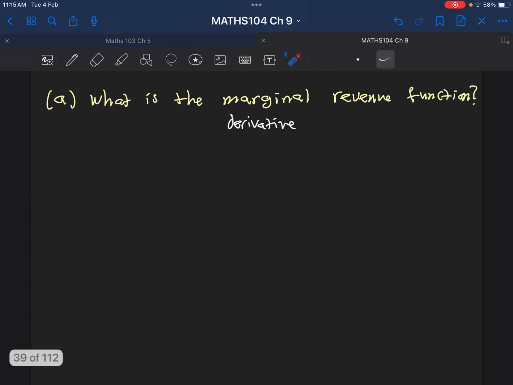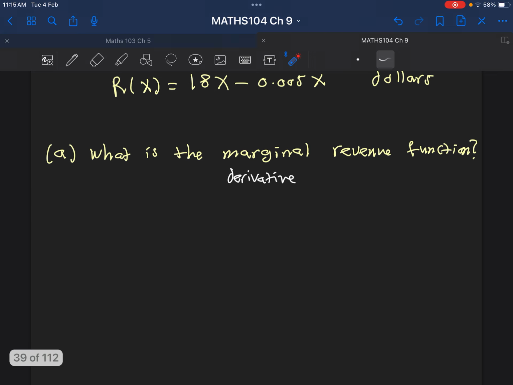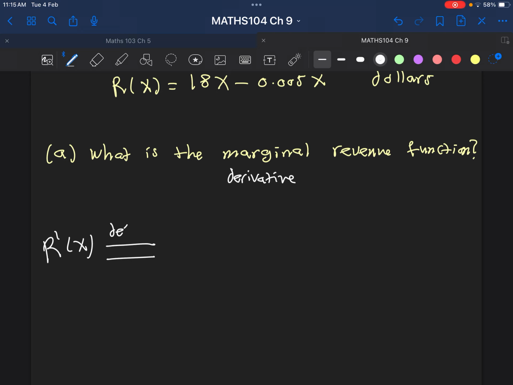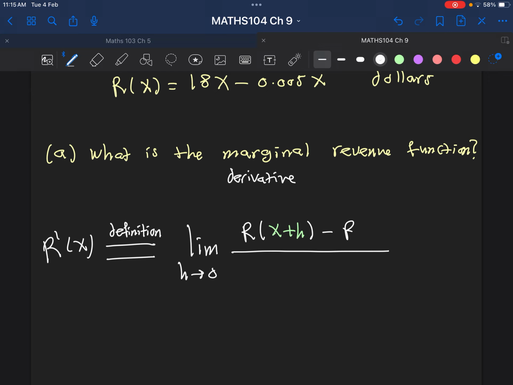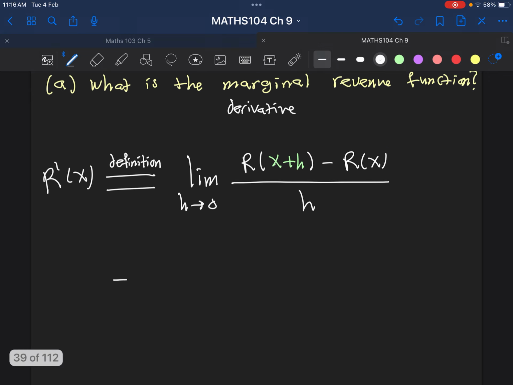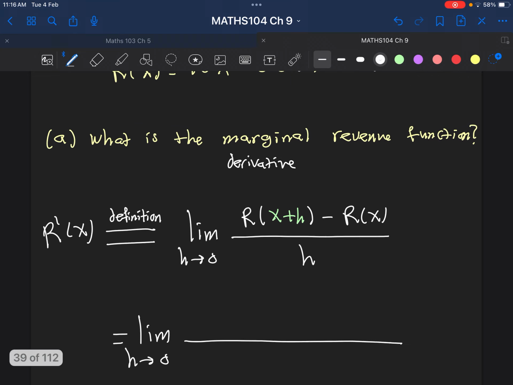How do we find the derivative? Well, R prime. So far, the only way we know how to find a derivative is to use the definition. Later, we will see how we find the derivative using formulas. So by definition, the limit as h goes to 0 of r of x plus h minus r of x, divided by h.